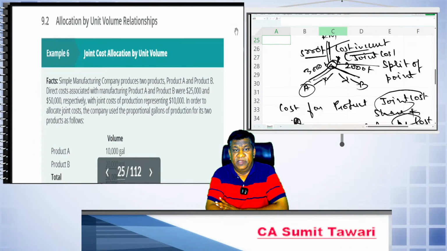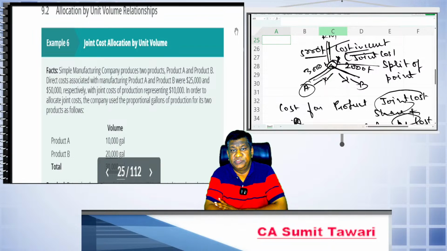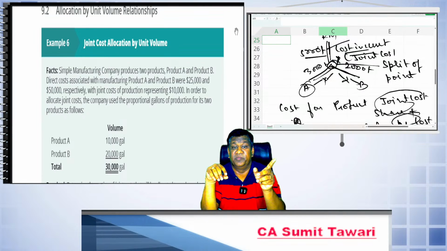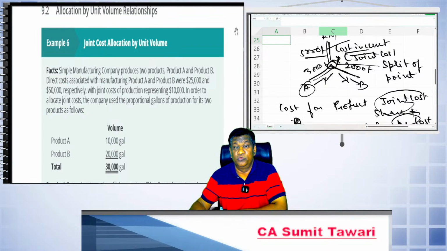So we can see the example. A simple manufacturing company produces two products, product A and product B. Direct costs associated with manufacturing products A and B were 25,000 and 50,000 respectively. What is the meaning of that? It means it is a separable cost, with the joint cost of production representing $10,000. In order to allocate joint cost, the company used the proportionate gallon production of its two products, as follows.